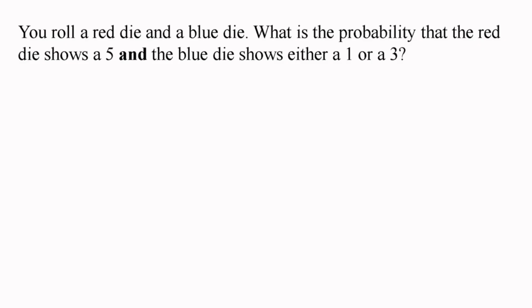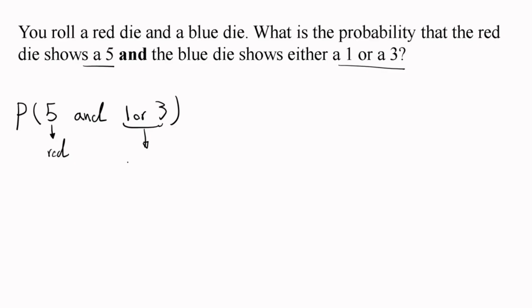You roll a red die and a blue die. What is the probability that the red die shows a 5 and the blue die shows either 1 or 3? So I'm gonna write: find the probability of getting 5, which is related to a red die, and 1 or 3, which are related to the blue die. For solving this example, I'm going to skip the part related to writing the sample space because I assume that you know that. So probability of getting 5 in a red die.